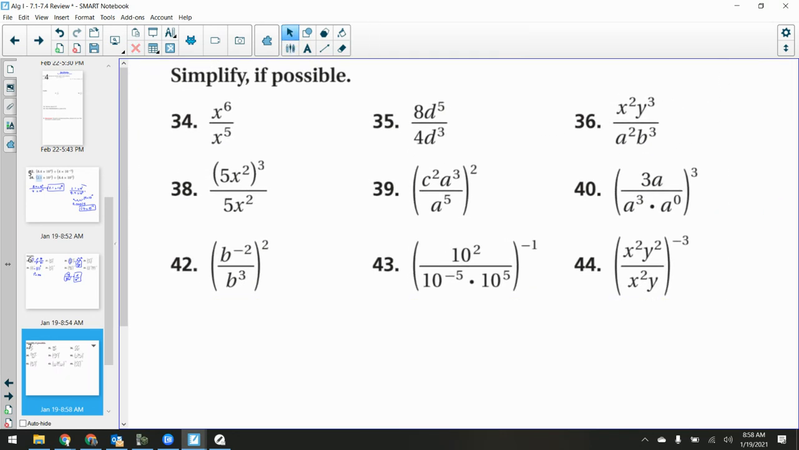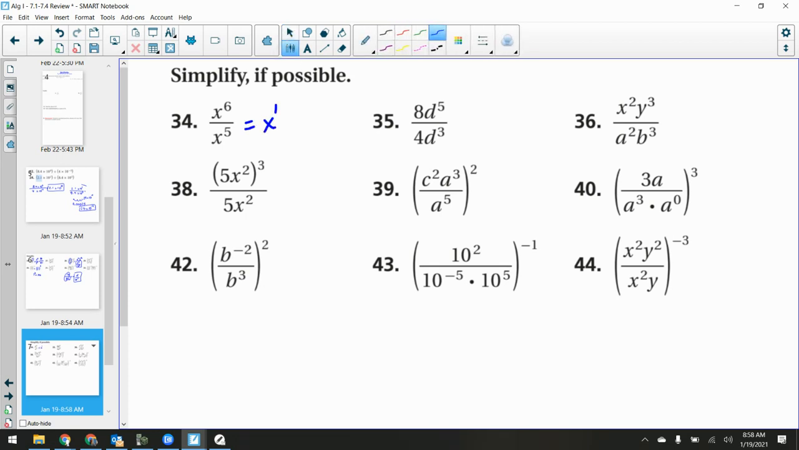Okay, let's take a look at 34. Nevaeh, what did you get for 34? X to the 6th over x to the 5th. What would you get? Just x to the 1st. Good. See, it's not that hard. X to the 1st power or just x is fine with me.